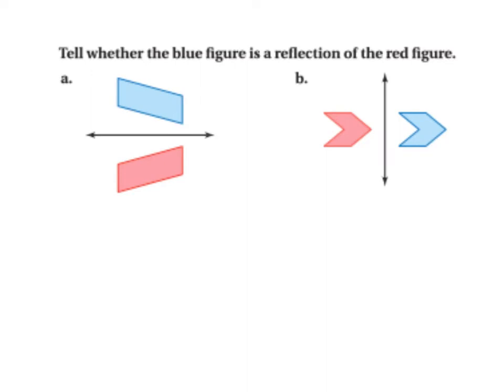We're going to go over this pretty quick. Tell whether the blue figure is a reflection of the red figure. Letter A is yes, this is a reflection. B is no, this is not a reflection. This is a translation. And remember, a translation is a slide.